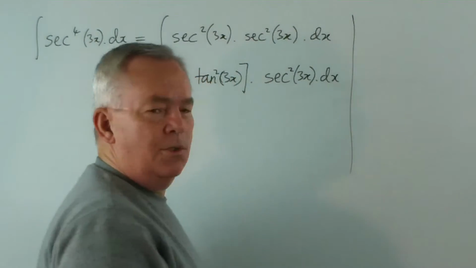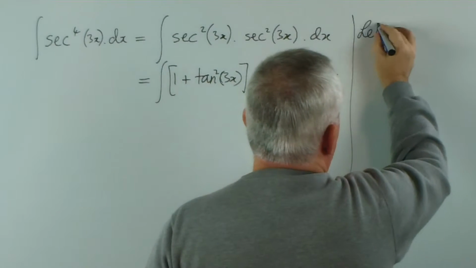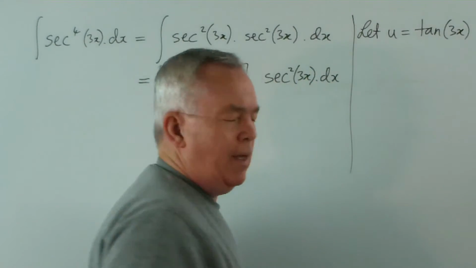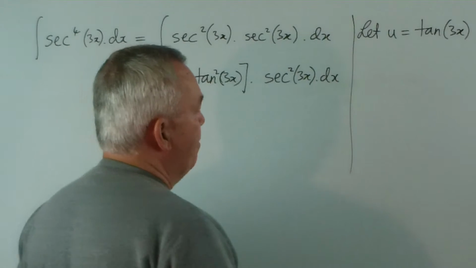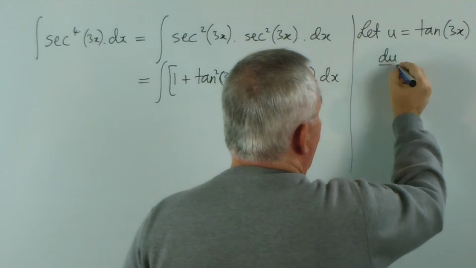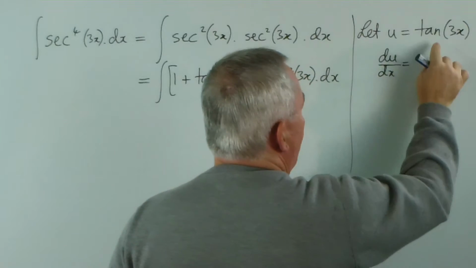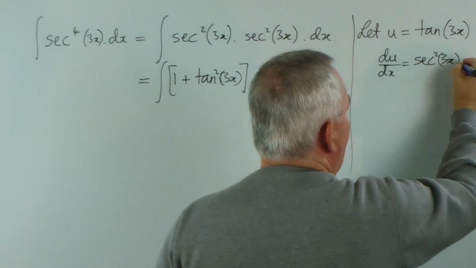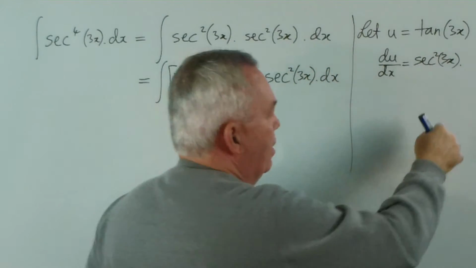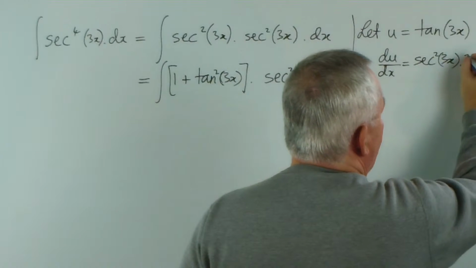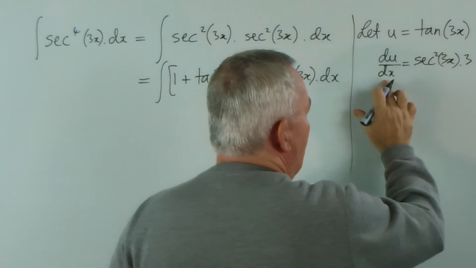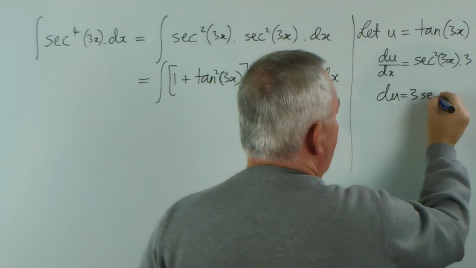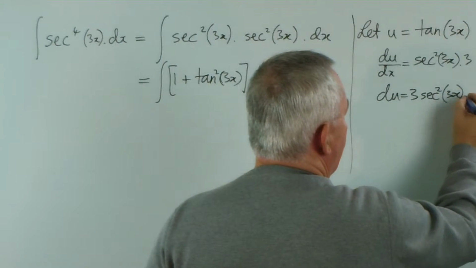And here's our substitution. We're going to substitute let u equal tan of 3x. We're going to utilise the fact that the derivative of tangent is sec squared. The derivative, du dx, derivative of tangent is sec squared of 3x, multiplied by the derivative of the function inside. And the derivative of 3x is 3. When I bring the dx up and put the 3 out the front, I get du is 3 sec squared 3x dx.